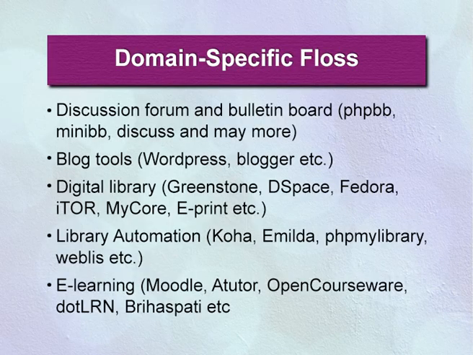For example, if you look into the list, if you want to start a discussion forum, we have phpBB, miniBB, Discuss and many more. If you want to start a library blog, we have WordPress, Blogger. You want to develop a digital library, we have Greenstone, DSpace, Fedora, Invenio, MyCoRe, ePrints, n number. Library automation, we have 14 library automation systems: Koha, Emilda, PHP MyLibrary, Evergreen, WebBliss. E-learning, we have Moodle, eTutor, OpenCourseWare, Brihaspati is an Indian product, .LRN, all are available in different domains.